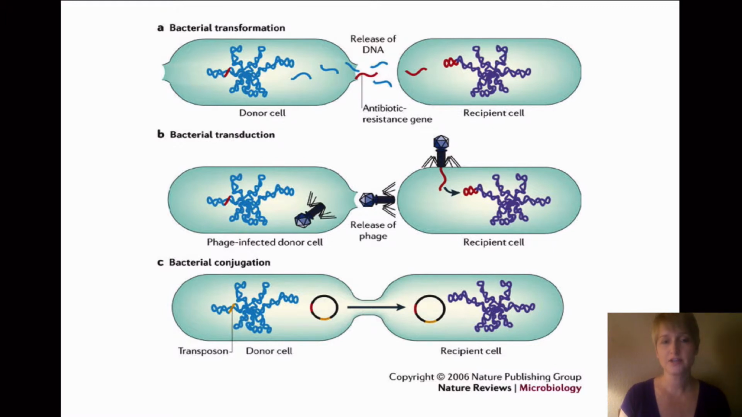And then there's bacterial conjugation. And what happens here is the two cells get very close to each other. Their cell membranes fuse. And then part of the DNA can move from the donor cell into the recipient cell.